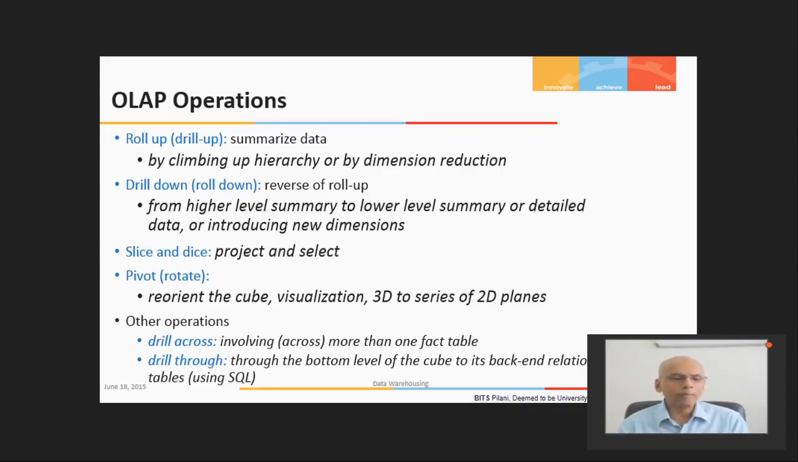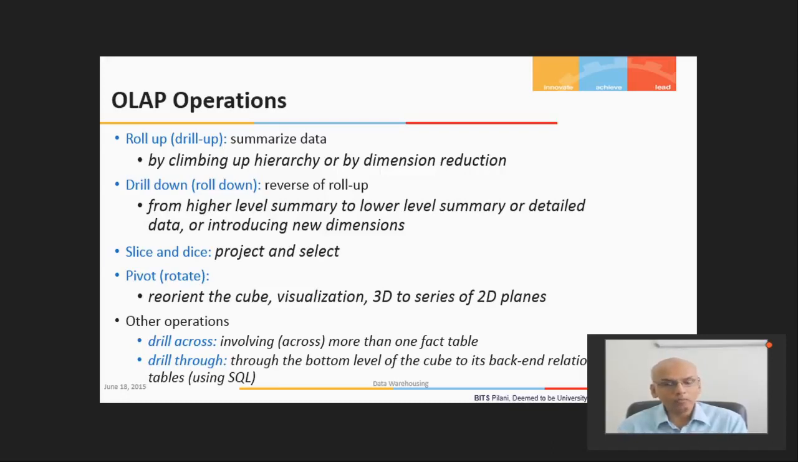And then pivot is one of the operations which helps the visualization better. So you want to convert the 3D series into a series of 2D planes, or you are just going to rotate the cube, or rotate the square or the rectangle that you are observing, to get a different perspective.